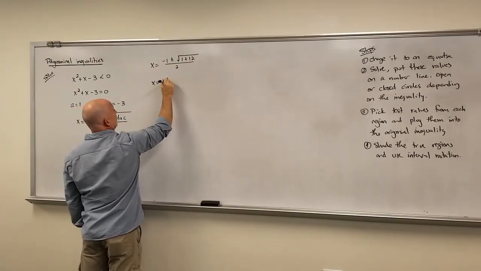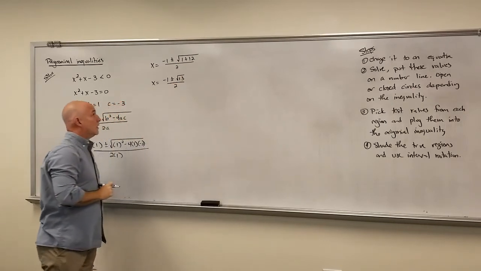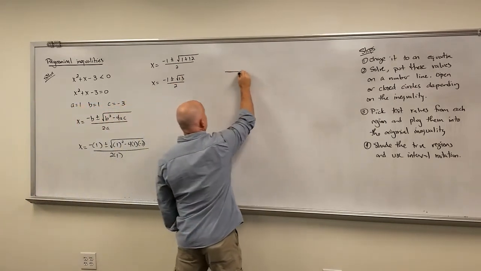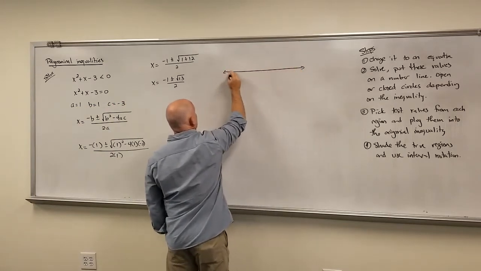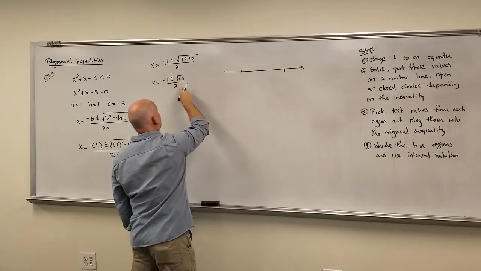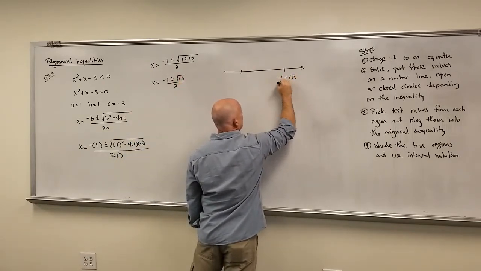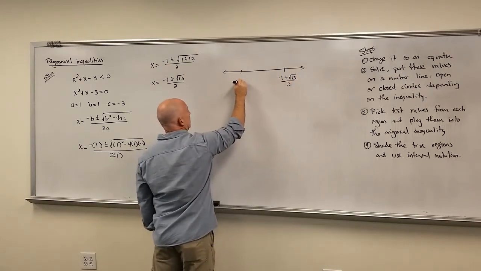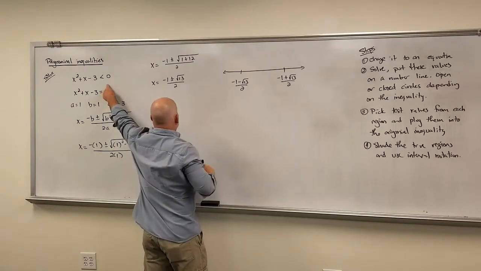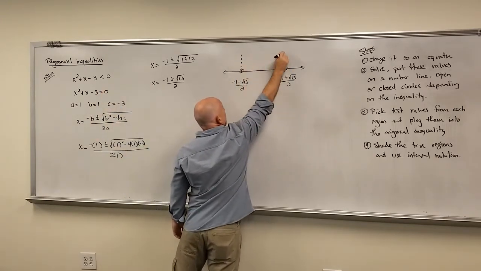Or x is negative 1 plus or minus the square root of 13 all over 2. All right, so we have two values. We need to put those on the number line, so we'll make them over here. Remember, we have a plus and a minus. So we have negative 1 plus the square root of 13 over 2. That'll be bigger. And negative 1 minus the square root of 13 over 2. Now with our original inequality, that does not have the equal sign, so those are open circles.